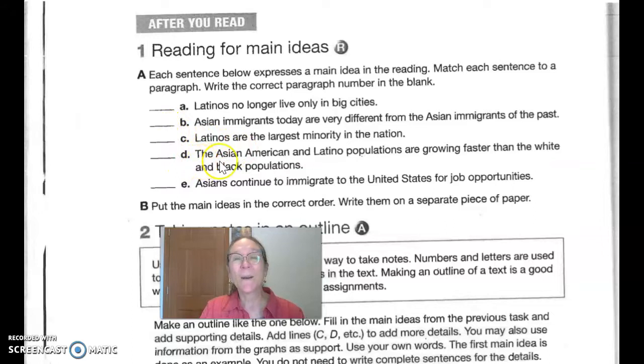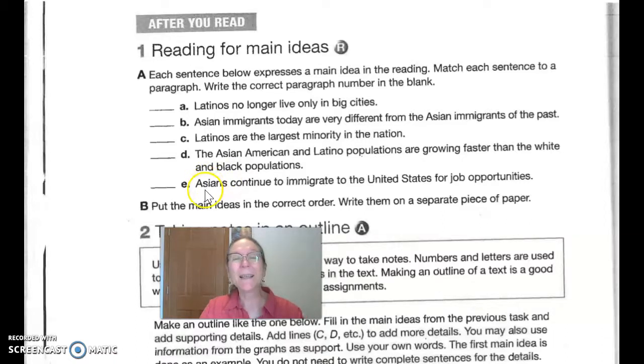And then, here's the long one. You know what the long one means. It might be the main idea of the whole article. So let's see. Does it have Asian? Yes. Does it have Latino? Yes. And is this the main idea? I think it is. So we'll put a number 1 here for D. The Asian American and Latino populations are growing faster than the white and black populations. It seems like a fact, but it's as close to the main idea as we can get in this article.